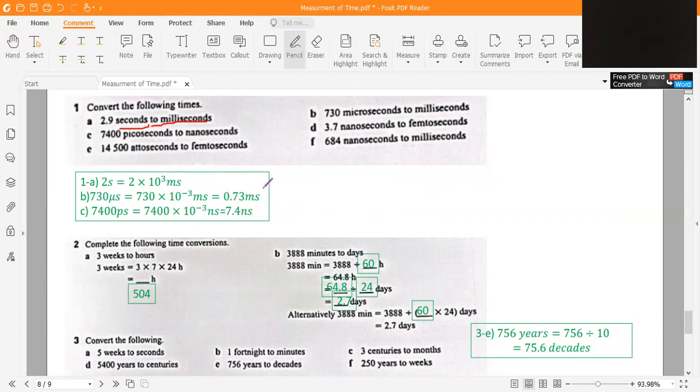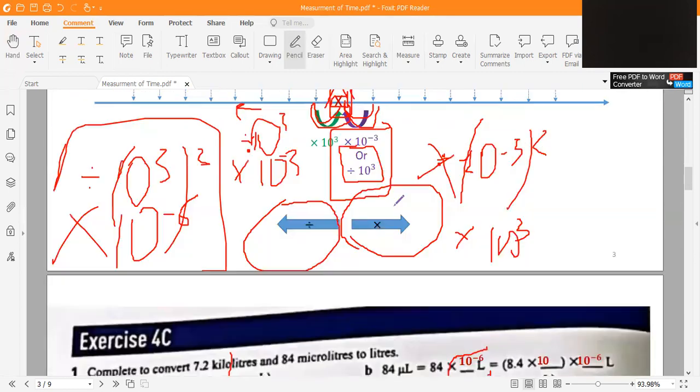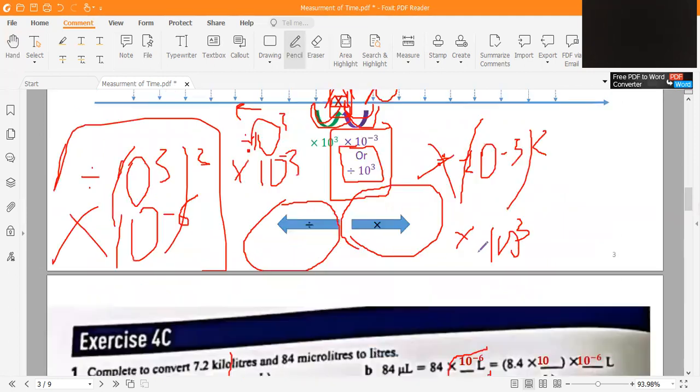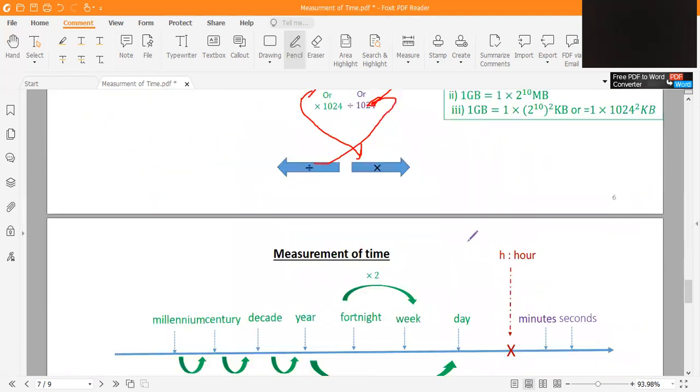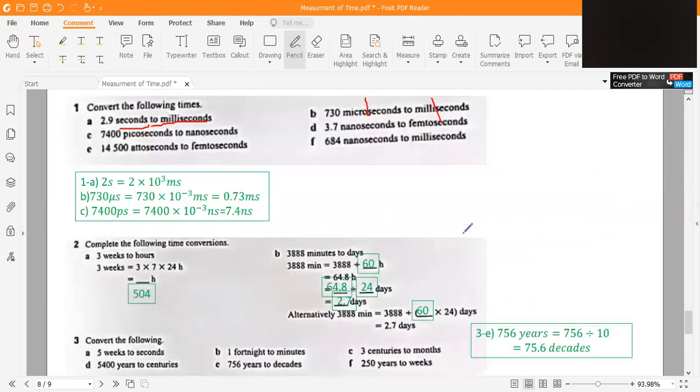730 microseconds to milliseconds. Normally here we have seconds and seconds, the same family, same unit. Micro to milli, in the same way, we use the same axis. We want to move one step from right to left, so we divide by 10 power 3, or we multiply by 10 power minus 3.